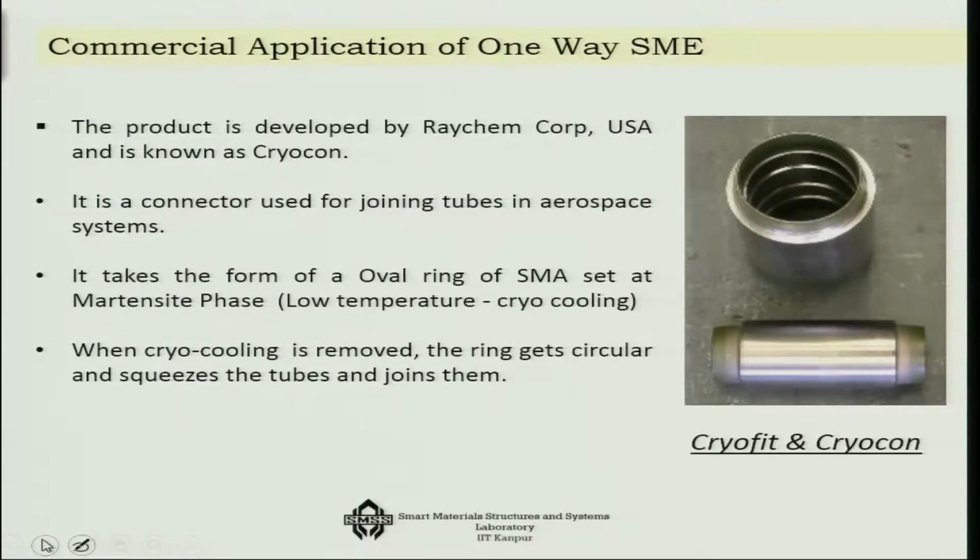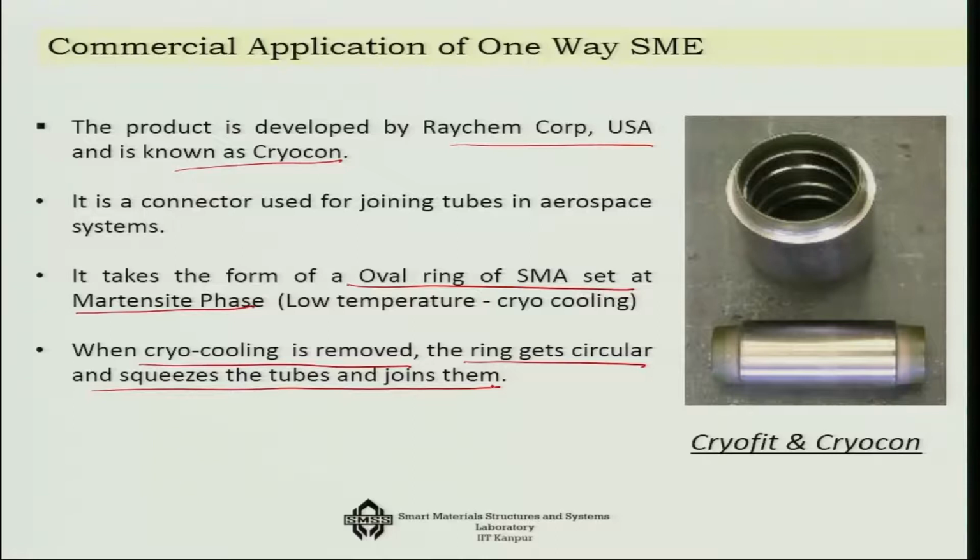Now there are many commercial applications of one-way SMA. For example, this is a Raychem Corporation product which is known as Cryocon. It is essentially a connector which is used for joining tubes in aerospace applications, and it takes the form of an oval ring of SMA set at martensite phase at low temperature. So initially this is an oval ring. Now when cryocooling is removed, that means from low temperature when you are coming back to high temperature, the ring gets circular and squeezes the tubes and joins the two tubes.